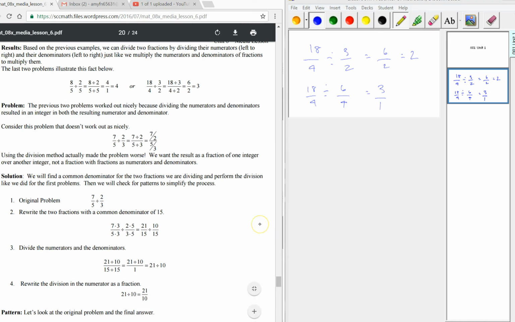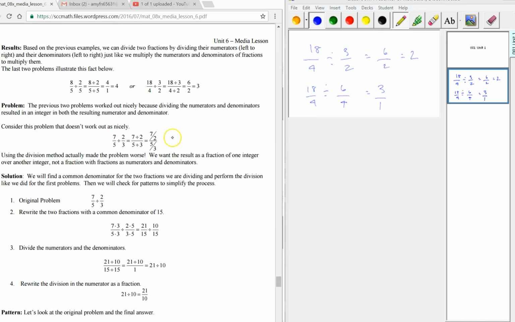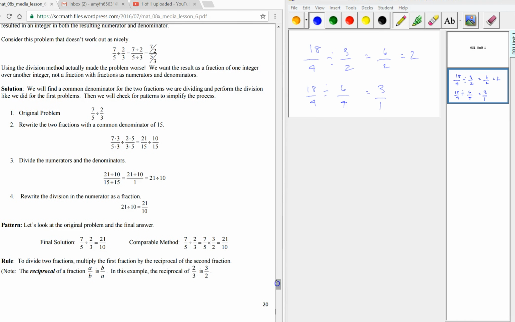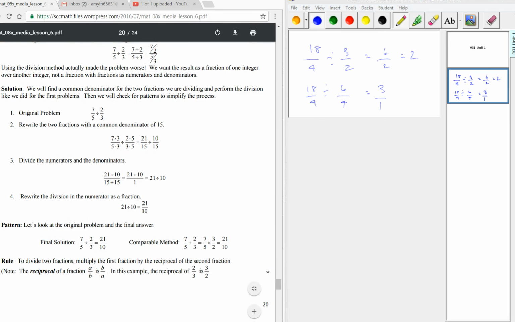Okay, here we explain why we can't always do this. So there's an example where using that method makes it work or worse. And then there's a quick example here you might want to look at. Look what happens if we find a common denominator. Okay, it ends up being you divide the numerators, and how, here's the pattern, how does that connect?